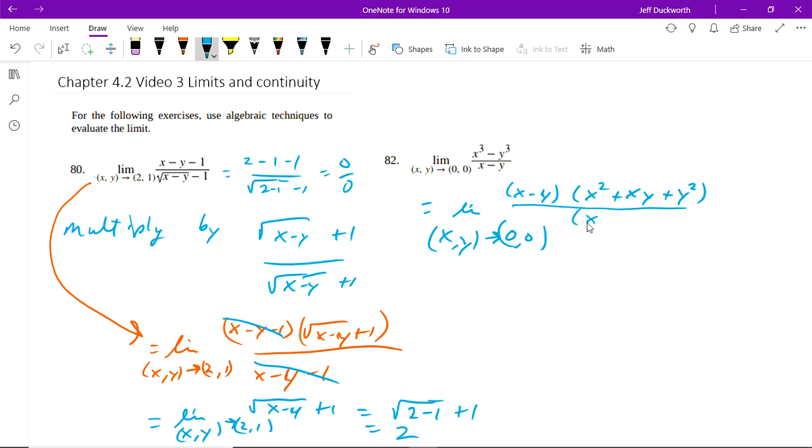That's all over x minus y. I'm putting that in parentheses. I don't have to, but I can note that I can cancel these now. That's the limit. Just have the numerator, which is this. And we plug in 0 for everything, and we just get 0.